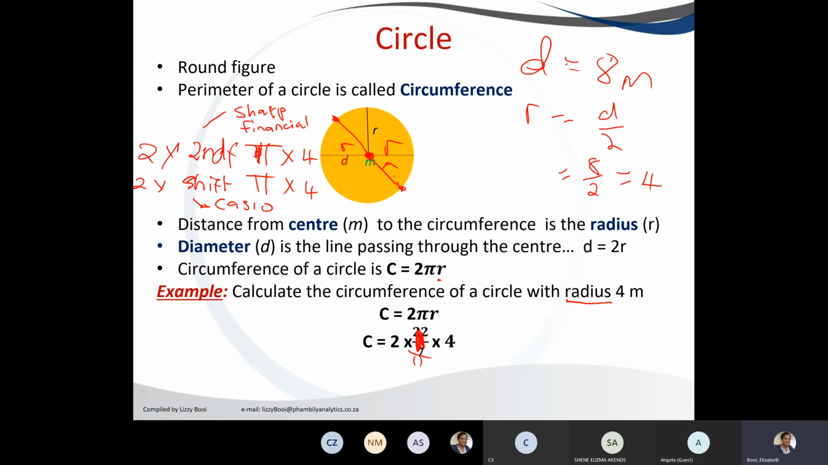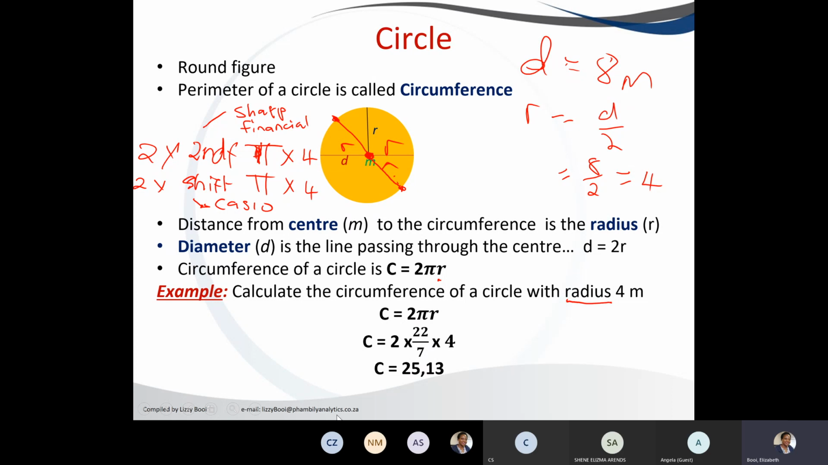You must find the pi button. Sometimes it's written in orange. Sometimes it's a button that is visible on your functions. You don't have to press the second function to reach that. And when you're done, you will get an answer which looks like C is equal to 25.13. And that is calculating the circumference of a regular shape.